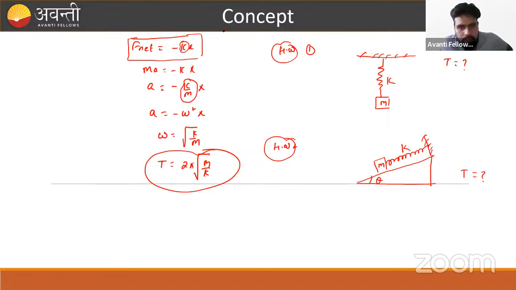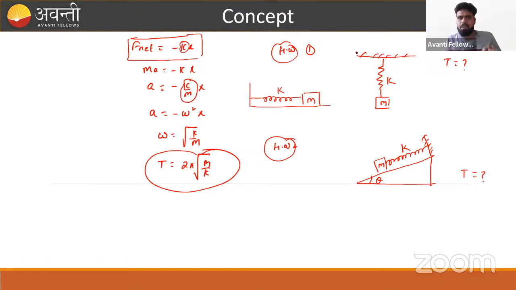Sorry for the inconvenience. In the last class, we discussed how to find the time period for the spring mass system. We derived an expression for a spring placed in the horizontal manner. We already saw that if the spring is placed in a horizontal position, with mass of block m and spring constant k, then the time period is T equal to 2 pi root over m upon k.